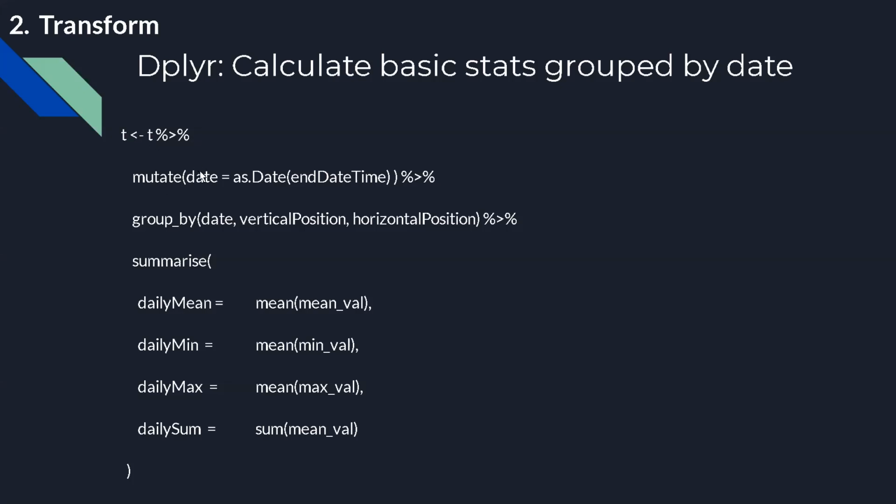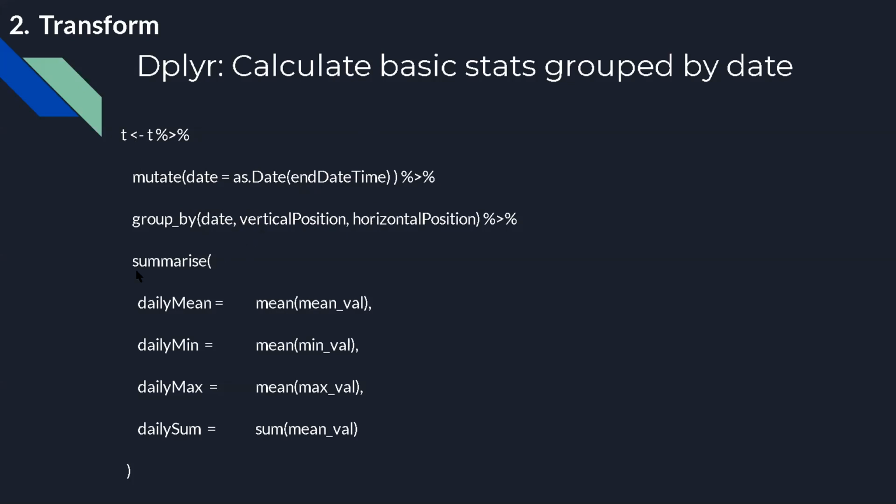We're going to mutate the date, so we're going to make a date variable from the end date time. We're going to group by date, vertical and horizontal position. Each sensor has a vertical and horizontal position. So how far is it up on the tower? Is it out in the soil array? Is it in the hut? So we want to group by those two variables here.